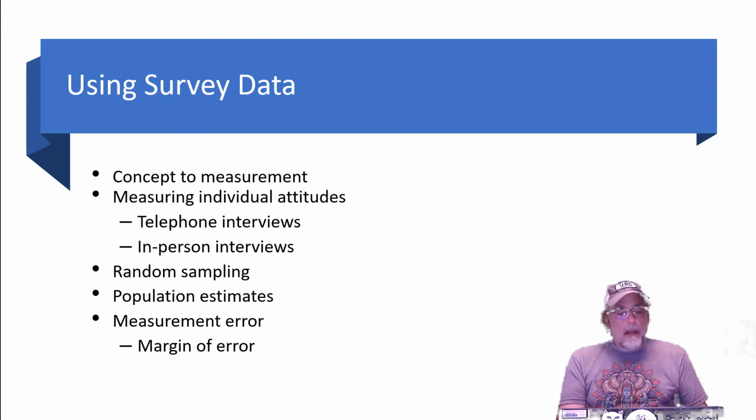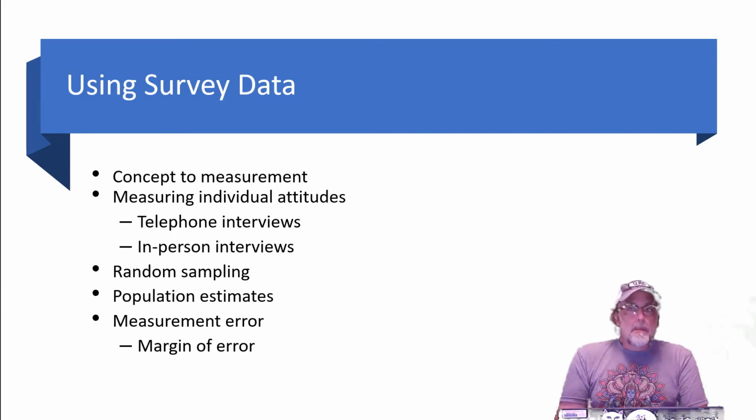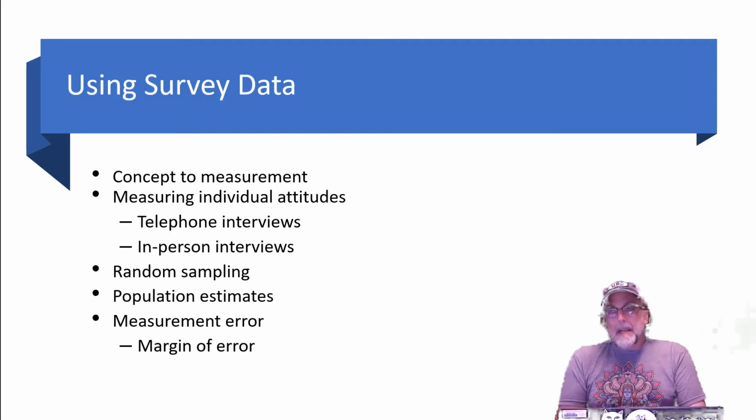Now, a little bit before we get into the testing, we're going to be using survey data. Survey data, or survey questions, are meant to take a concept and find a way to measure it. We want to measure, in this case, individual attitudes about things like whether somebody voted, whether somebody contributed to a political candidate, whether somebody's registered to vote, those sorts of things. And so we can do that by asking people.